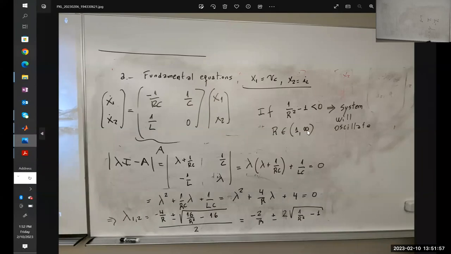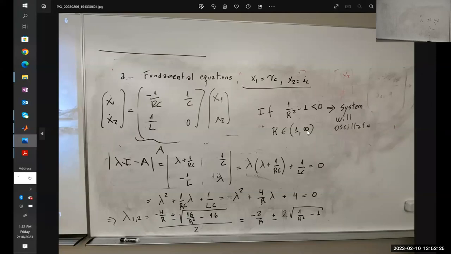This is matrix A. Then we determined the eigenvalues of the matrix A. All the parameters are known here except the resistor, and we got to this equation. To get the eigenvalues, this quadratic equation needs to be equal to 0. So we get the general solution for lambdas, which is this one.